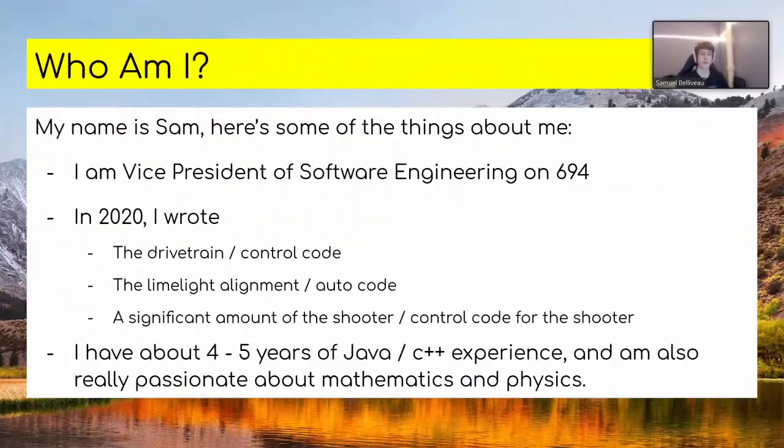To start, who am I? I'm Sam. I'm the Vice President of Software Engineering for 694. In 2020, I wrote the drivetrain/control code, a lot of the Limelight alignment and autocode, and a significant amount of the shooter code and the PID loop for the shooter. I have about 4 to 5 years of Java and C++ experience, and I'm also really passionate about mathematics and physics. And you'll see that that's a significant part of this presentation.